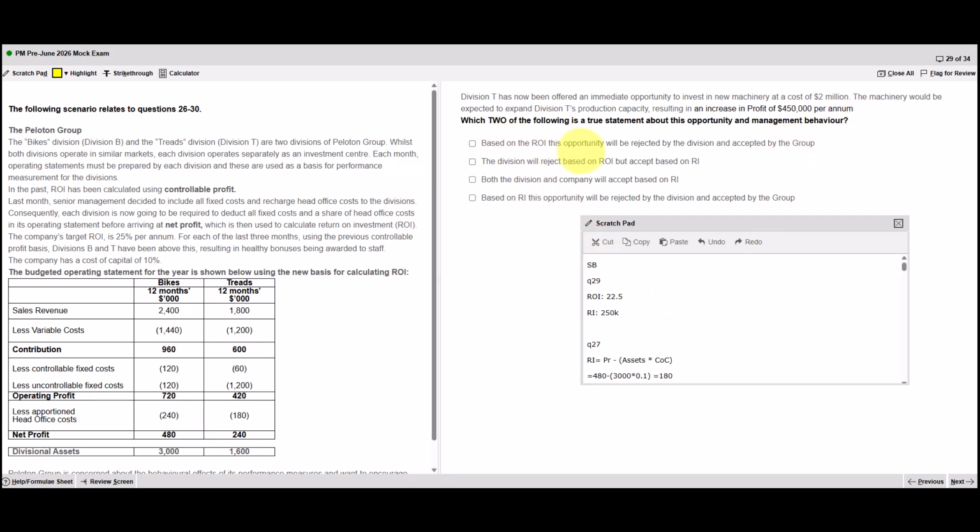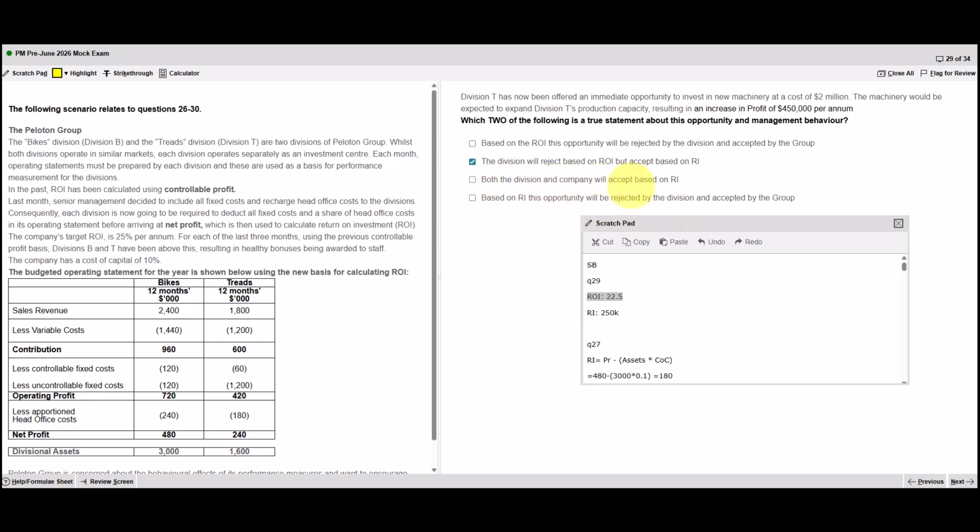So based on ROI, this opportunity will be rejected by the division and accepted by the group. Well, the ROI of this is 22.5. The company's target is 25, so it wouldn't be accepted by the group. So that one is false. Option 2, the division will reject based on ROI but accept based on RI. Well, the RI is positive, so that would lead to acceptance. The ROI is 22.5, but the target is 25, so that would be rejected, so that's correct.